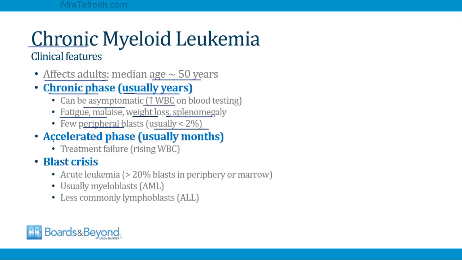Eventually, patients can enter what's known as the accelerated phase, which usually lasts months. Clinically, this phase is often identified by treatment failure. We'll talk about how you treat the chronic phase in a minute, but treatment often begins to fail, and there's a rising white blood cell count when patients enter the accelerated phase. And then the accelerated phase can be followed by blast crisis. This is when patients with CML convert to an acute leukemia, and more than 20% of the malignant cells are blasts in the periphery or the bone marrow. Usually they are myeloblasts, so chronic myeloid leukemia essentially converts to AML in the blast crisis phase, but sometimes they can be lymphoblasts, where CML converts to acute lymphoblastic leukemia.